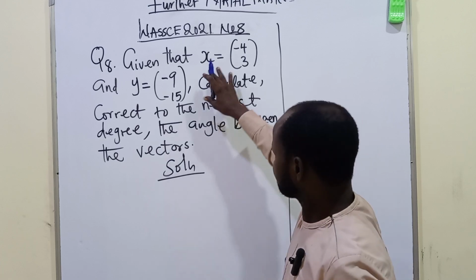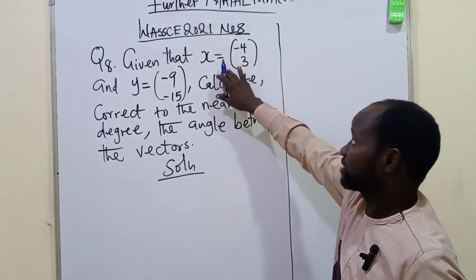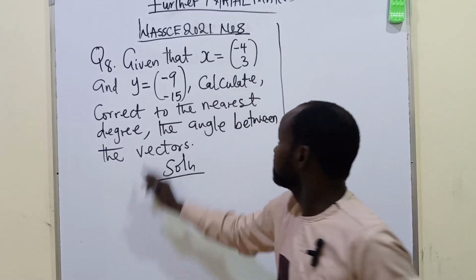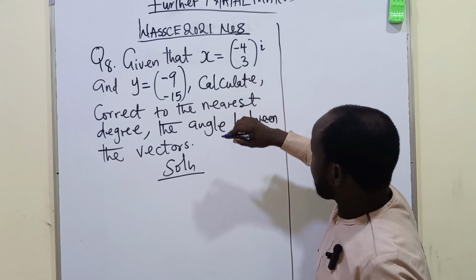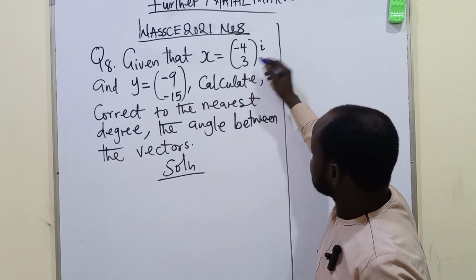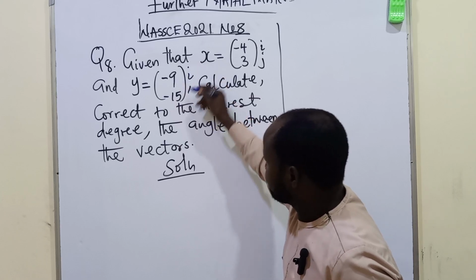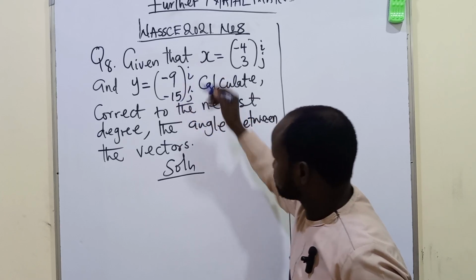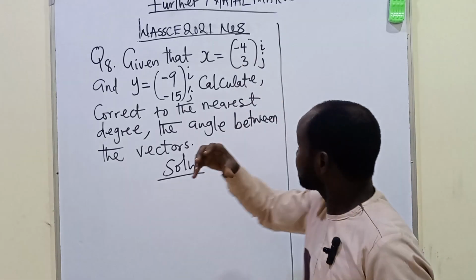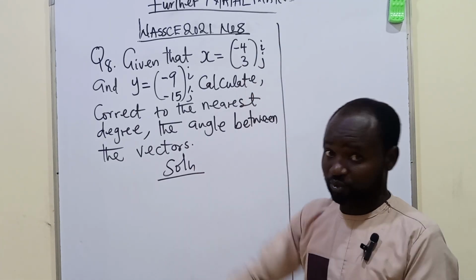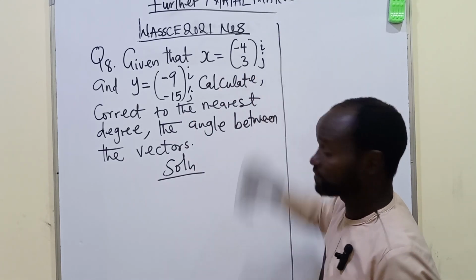Angle between two vectors. First, this is in column form. Let's write these two vectors in coordinate form. This -4 here is our i, then this 3 here is our j. This -9 here is i, and -15 is our j. And i is associated with the x-axis, the horizontal axis, and j is associated with the y-axis, which is the vertical axis.